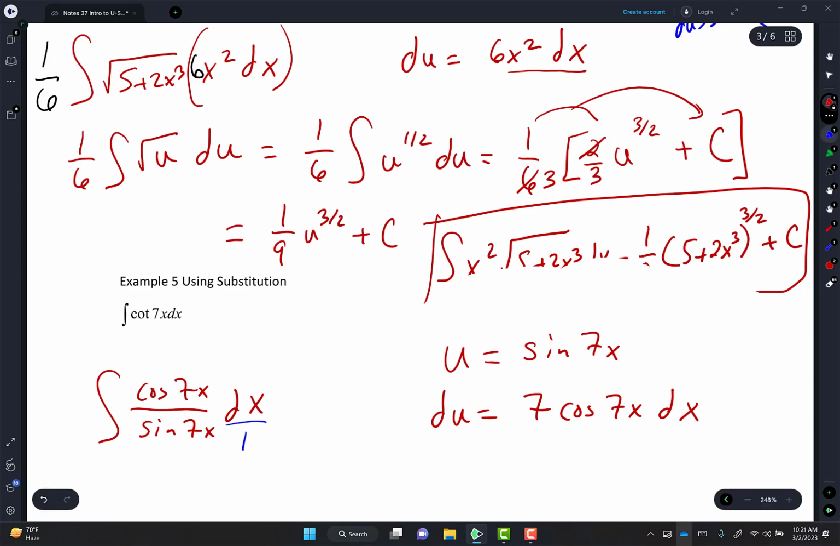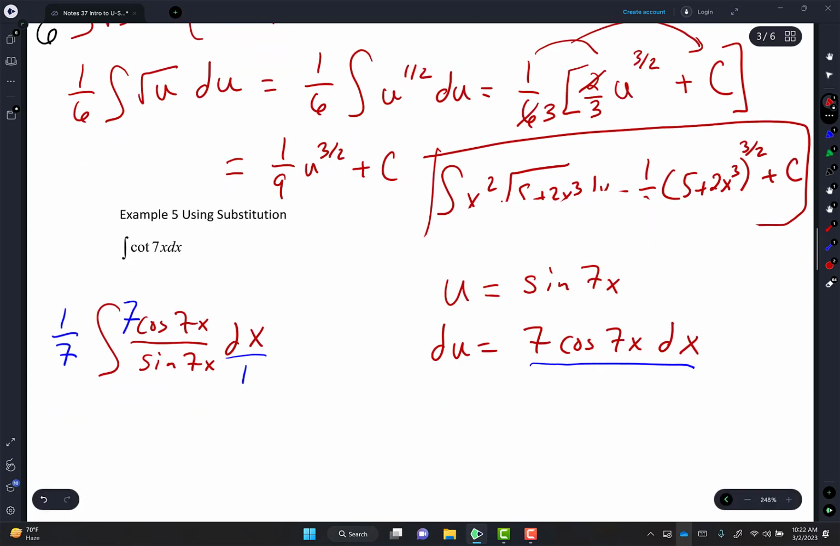If you have colored pencils, it is a good one for colored pencils. I almost have this, but I don't. What do I need to insert? 7. If I put a 7 right there, what do I put on the outside? 1/7. There it is. I like the chemistry route. If you look at some YouTube videos, they probably do it a different way. It's all the same, guys.